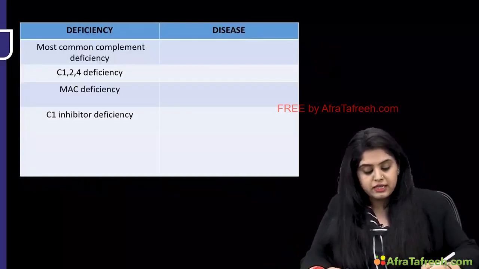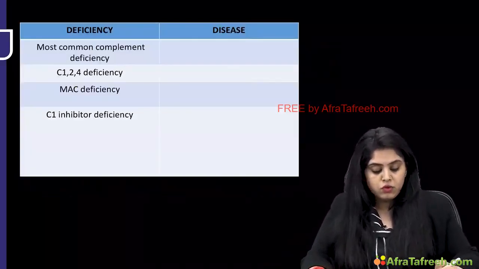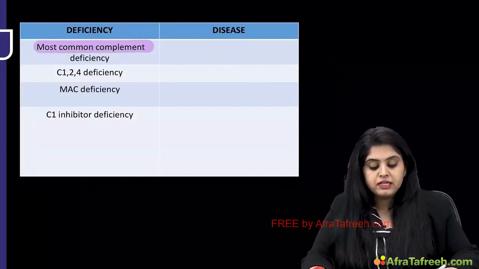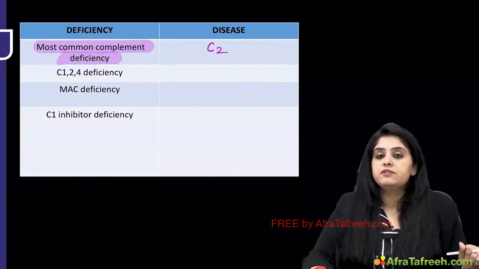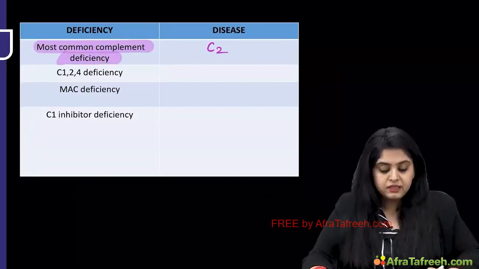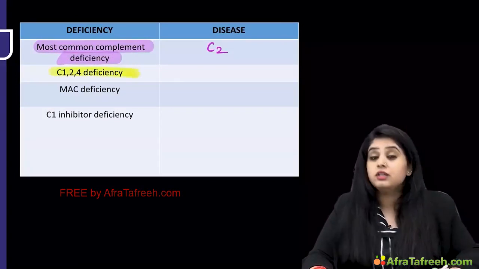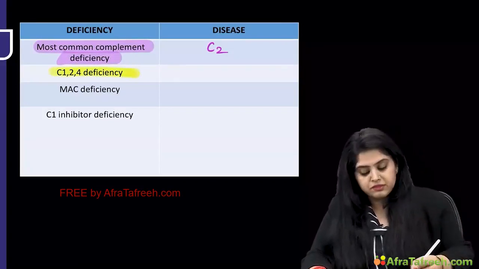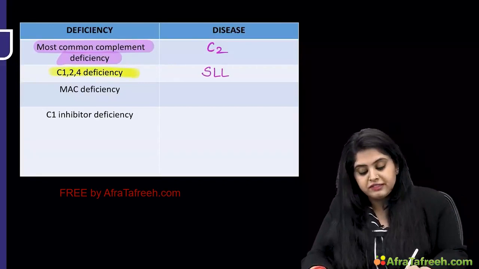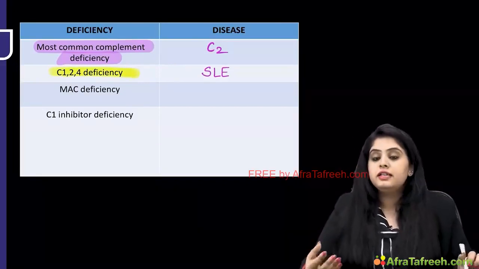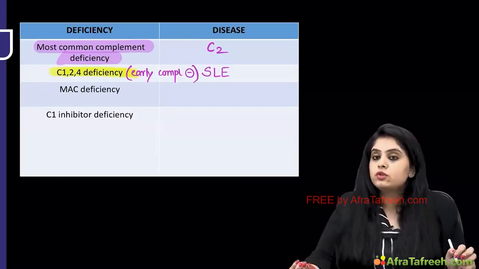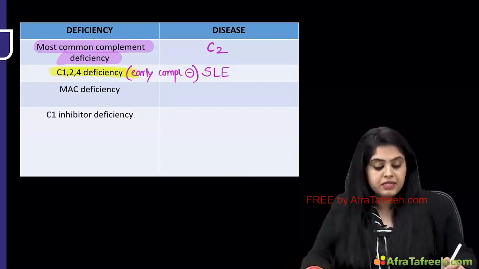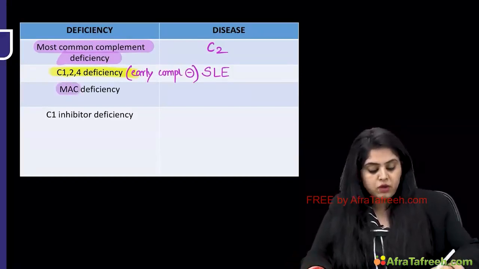So the first question that I ask you is, which is the most common complement deficiency known in humans, and your answer is C2. The most common complement deficiency is C2. When the early complement proteins are deficient, the early numbers, 1 to 4, this has been associated with a disease called SLE. SLE has early complement deficiency. It could be written like this also: if early complement proteins are deficient, which autoimmune disorder can occur? SLE can occur.